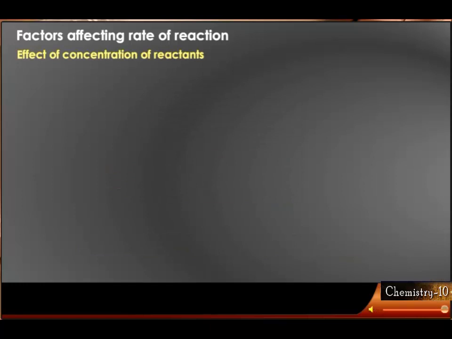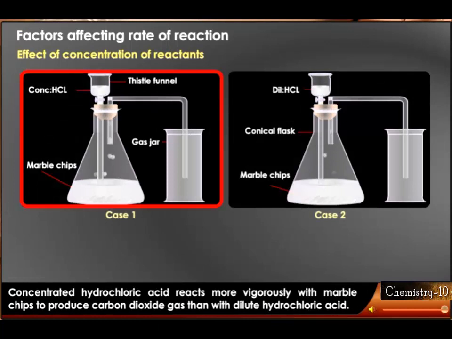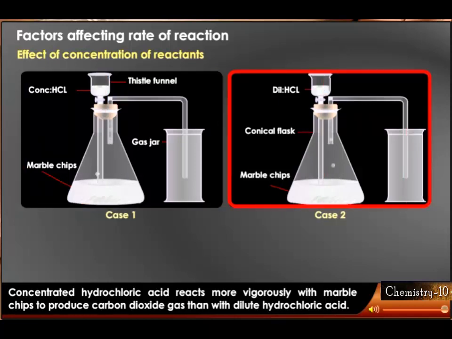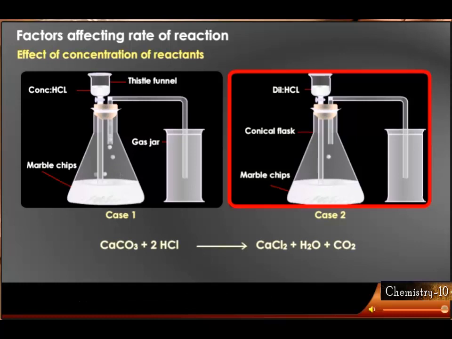Effect of concentration of reactants. Concentrated hydrochloric acid reacts more vigorously with marble chips to produce carbon dioxide gas than with dilute hydrochloric acid. This can be explained by the collision theory. CaCO3 calcium carbonate plus 2HCl hydrochloric acid gives CaCl2 calcium chloride plus H2O water plus CO2 carbon dioxide.